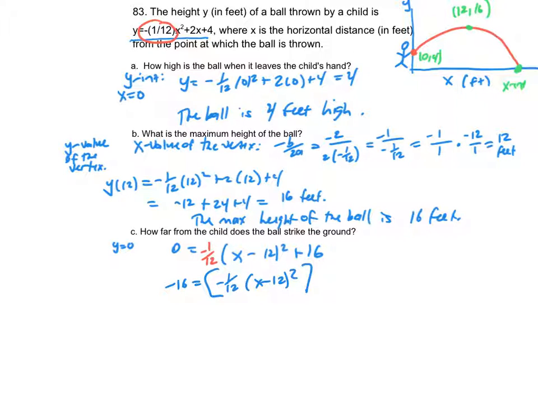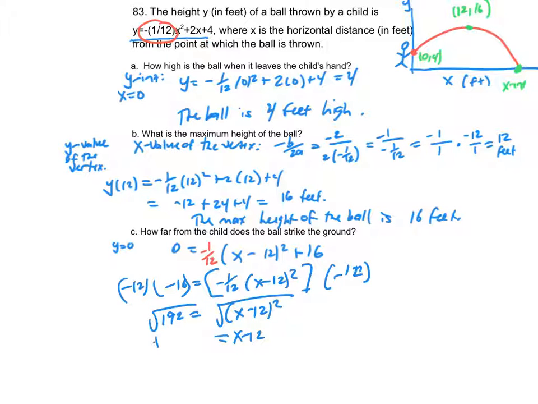I'll multiply both sides by negative 1/12. Oh, not by negative 1/12, sorry. I'll multiply both sides by negative 12. 16 times 12 is 192, so the negatives cancel out. So I have positive 192 is equal to (x minus 12) squared. I will extract square roots, so take the square root of both sides. x minus 12 equals plus or minus the square root of 192.